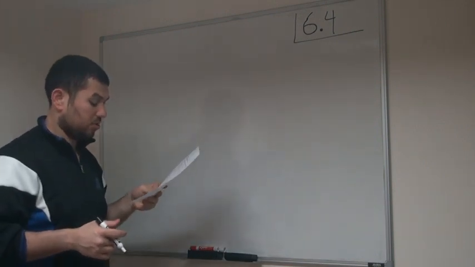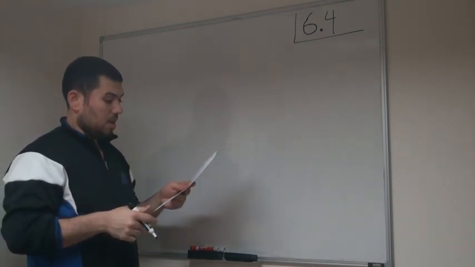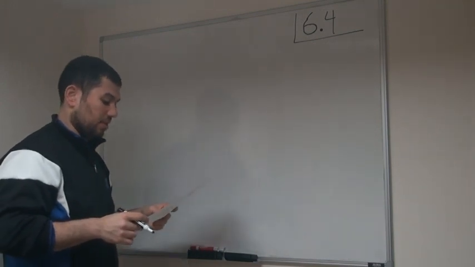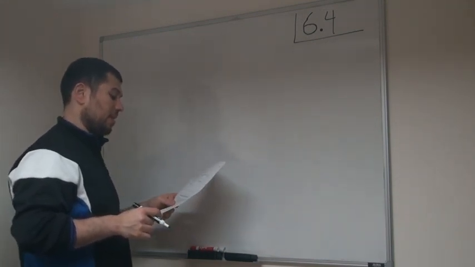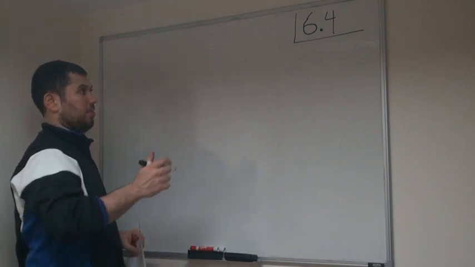Let's look at slide 100. It has a couple of problems. A 40-foot ladder leans against the building. If the base of the ladder is 6 feet from the base of the building, what's the angle formed by the ladder and the building?